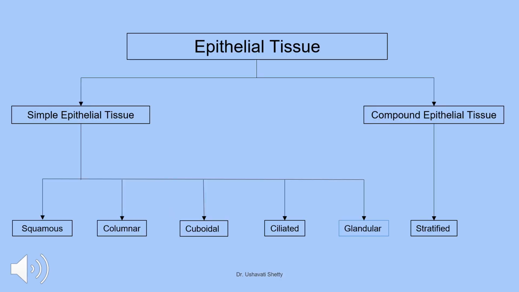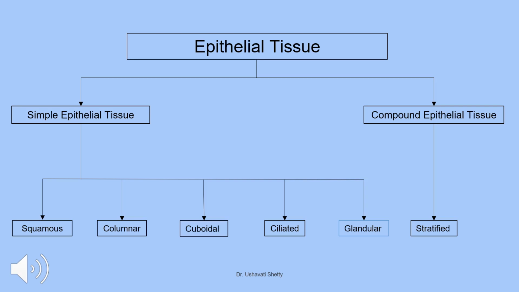Depending on the number of layers of the cells, the epithelial tissue is of two types: simple epithelial tissue and compound epithelial tissue. Cells in the simple epithelial tissue are present in single layer so that all cells rest upon the basement membrane. Depending upon the structure and function, simple epithelial tissue is further classified into squamous, columnar, cuboidal, ciliated, and glandular. In compound epithelial tissue, only the lowermost layer of the cells rest on the basement membrane.